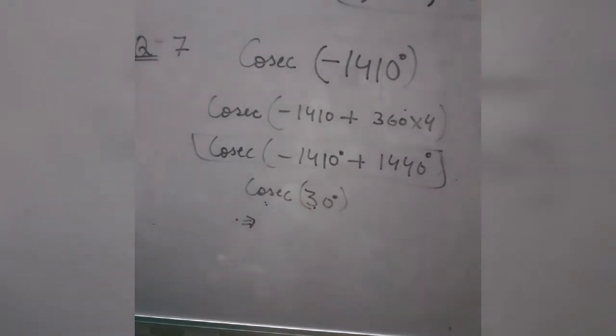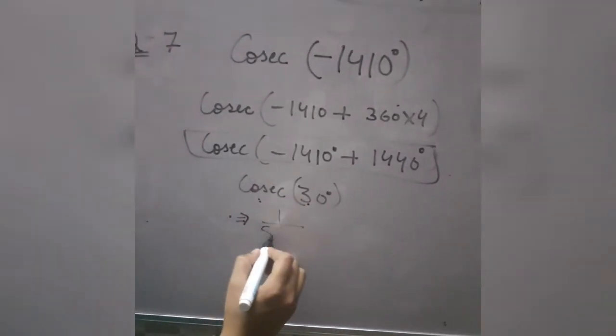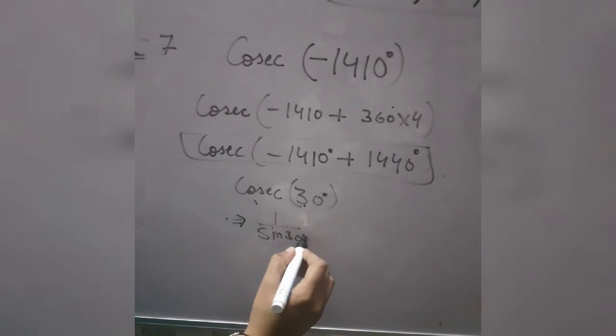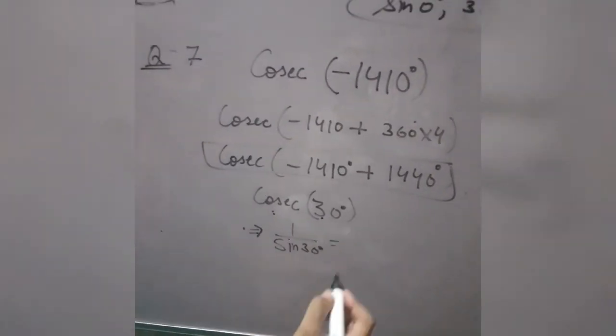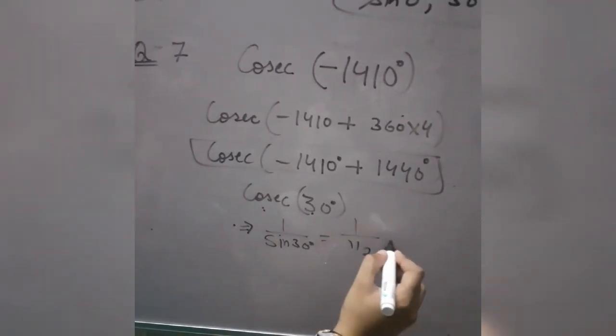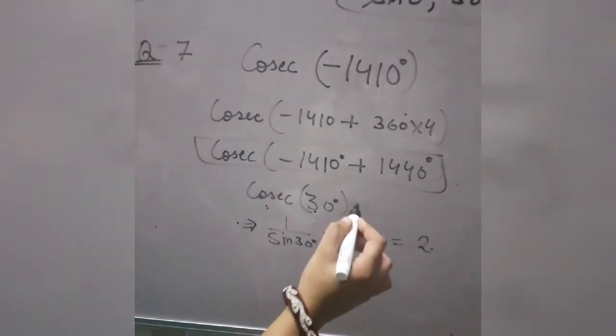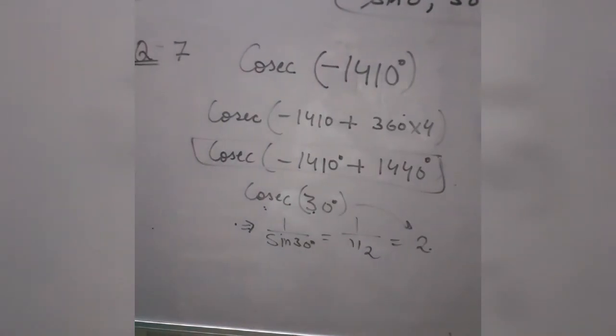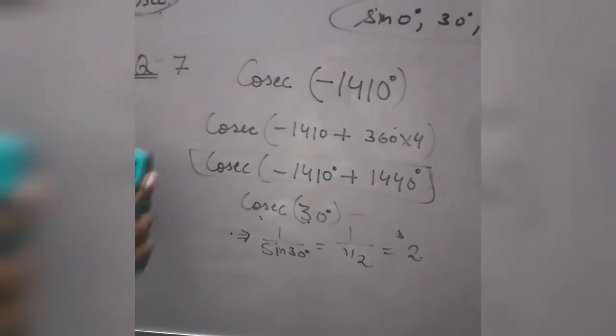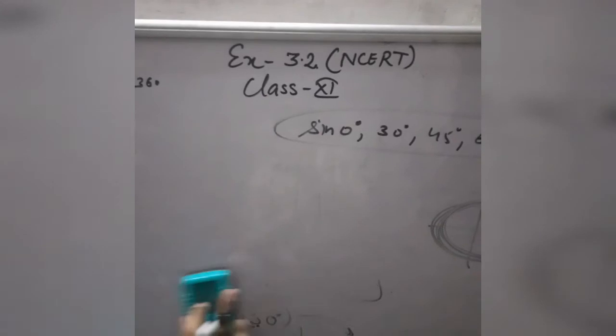If you don't know the value of cosecant 30, then all of you know that cosecant is the reciprocal of sine. It can be written as 1 by sine 30, and the value of sine 30 is 1 by 2. If you take the reciprocal of it, it gives you 2, meaning the value of cosecant 30 is 2. So this is the value of cosecant of minus 1410.